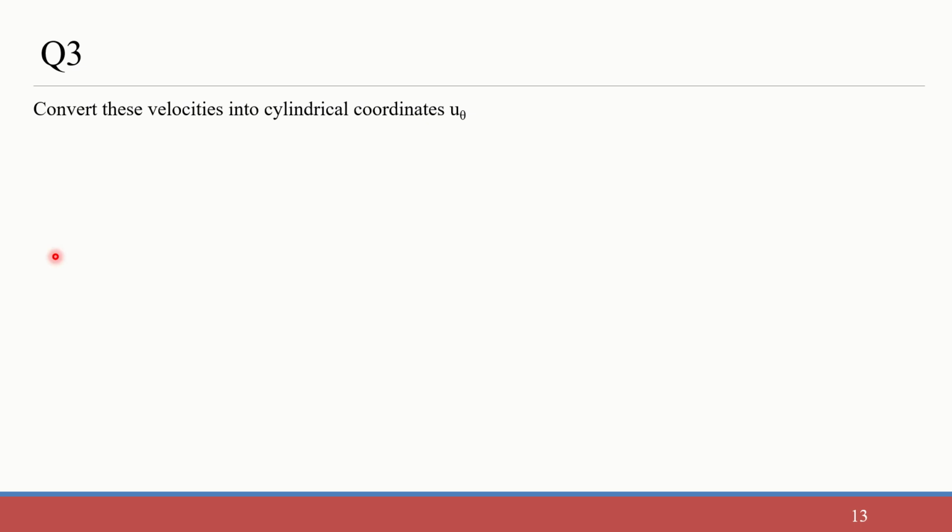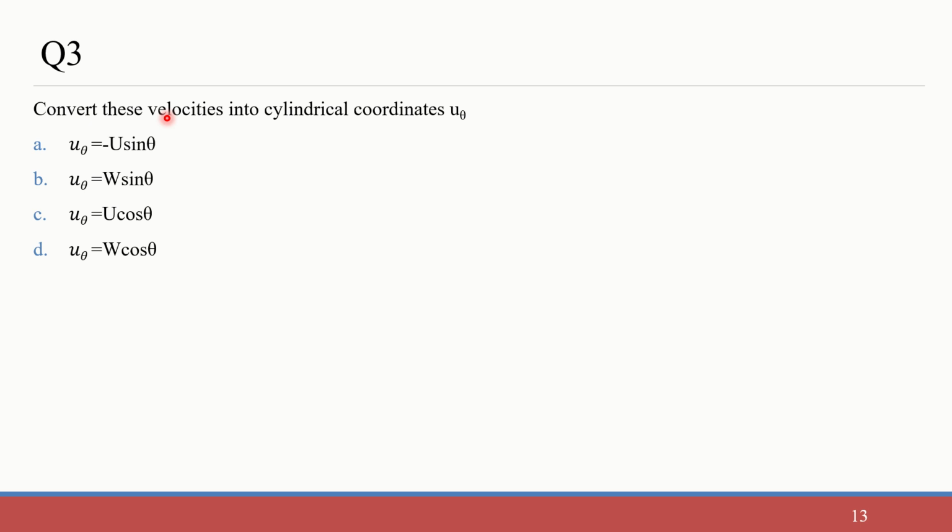Okay, convert these velocities into cylindrical coordinates u theta. We are given a few options for this particular question. First one, u theta is equal to minus of capital U into sine theta. Option B, u theta is equal to capital W into sine theta. Option C, u theta is equal to U into cos theta. Option D, u theta is equal to W into cos theta.